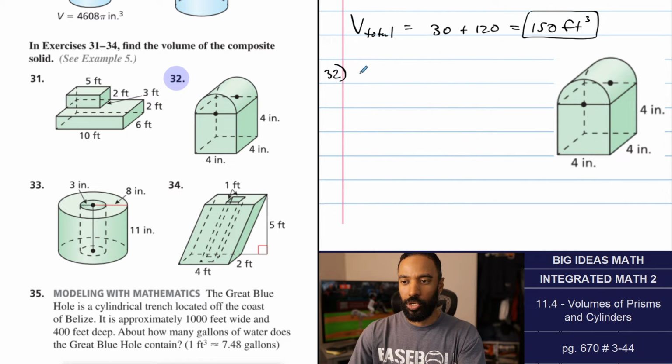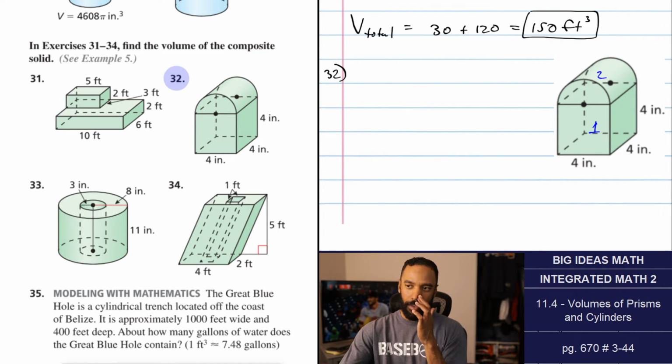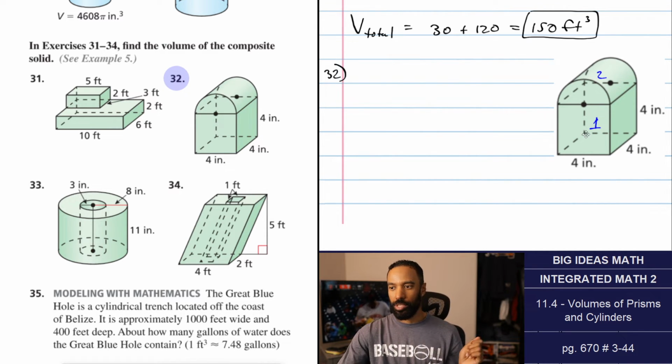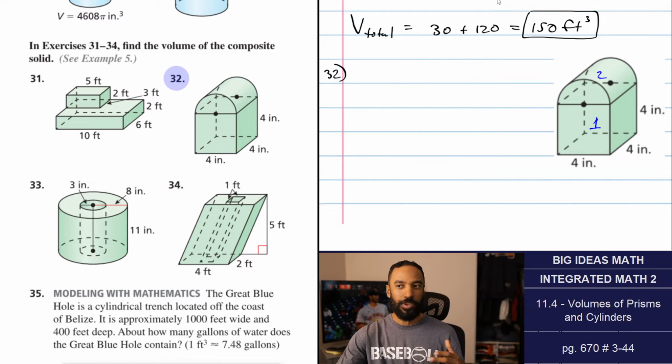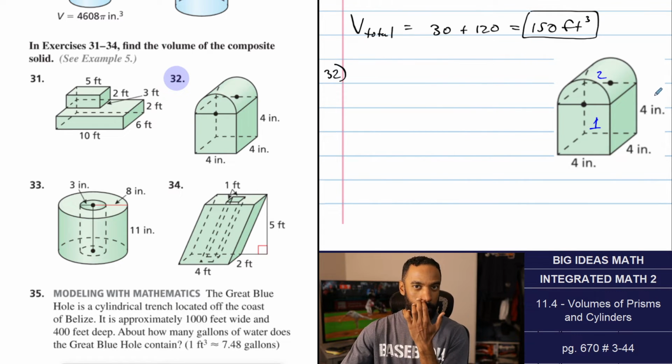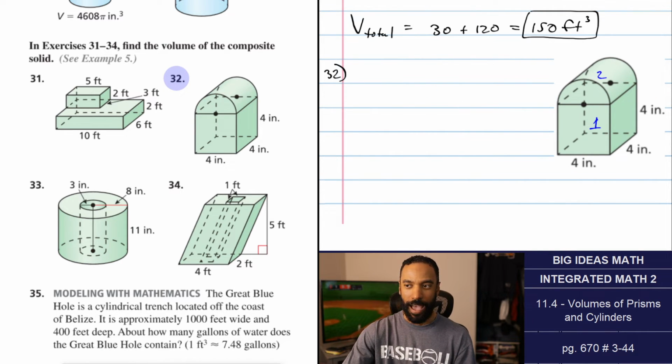So number 32. Let's call this one 1 and this one 2, because number 1 is going to be more basic. I've gotten so heavy on preaching that this is a square prism and stuff like that. But if you know a different formula that applies more, this is a cube. Yes, it's area of base times height, but if you want to get even a little faster, the volume of a cube is found by cubing all your sides, and you get 64 cubic inches. I'm good with whatever you know how to do.